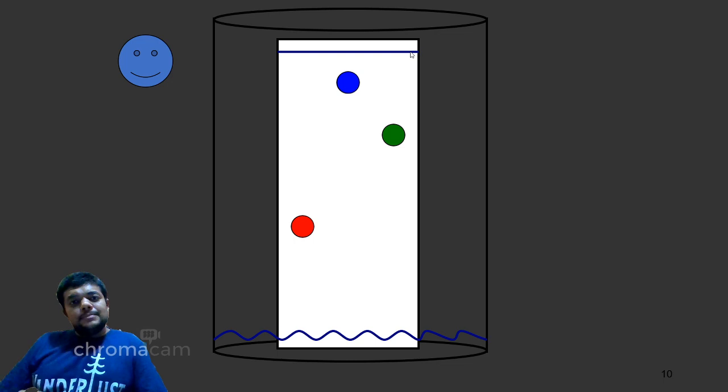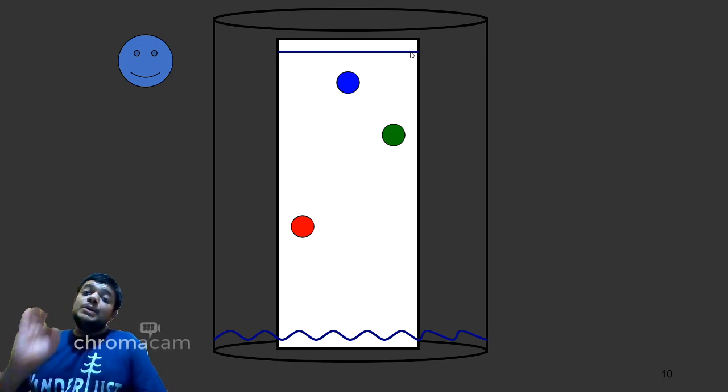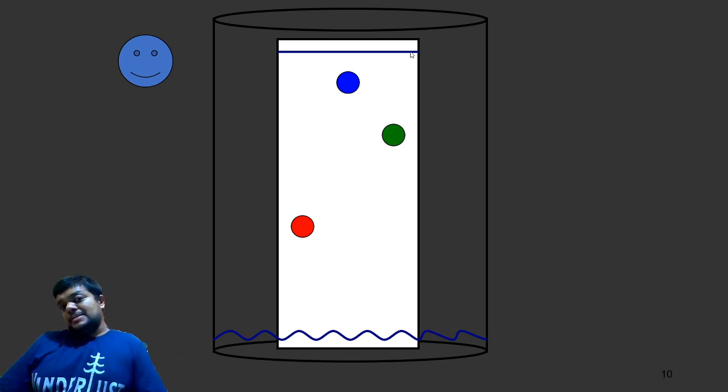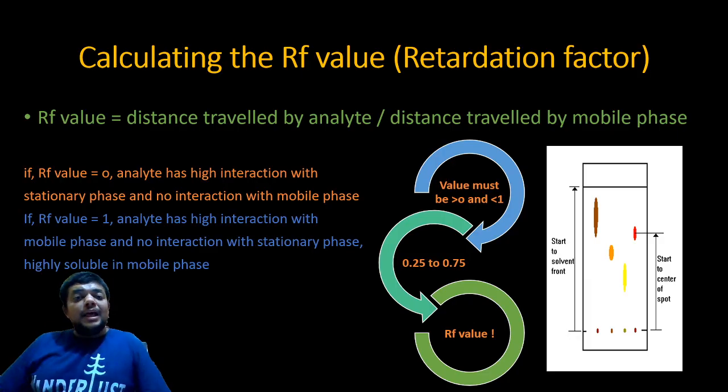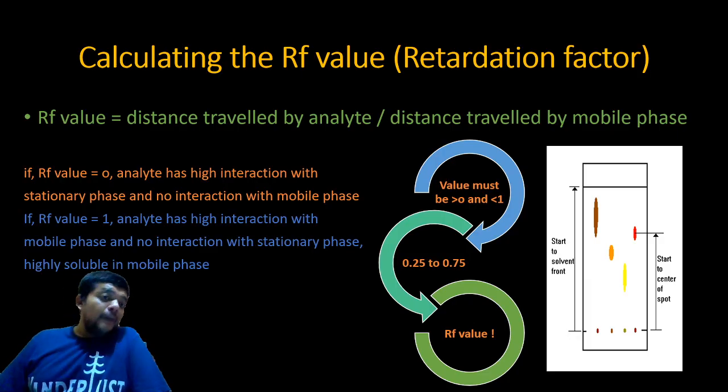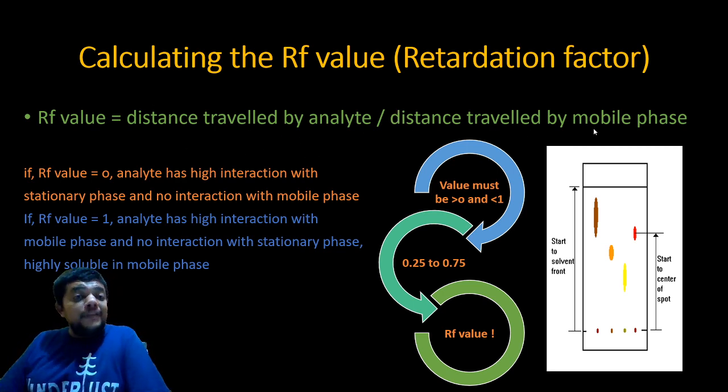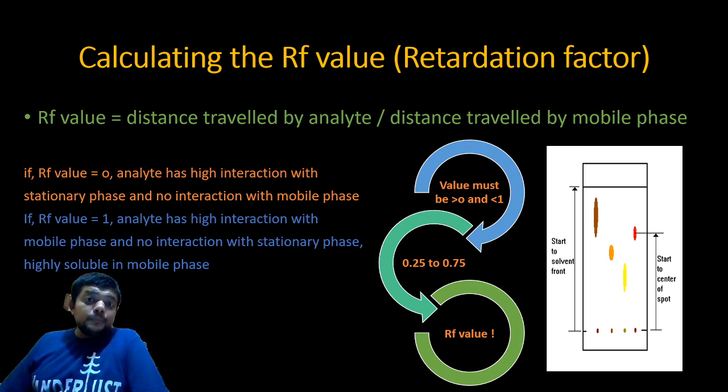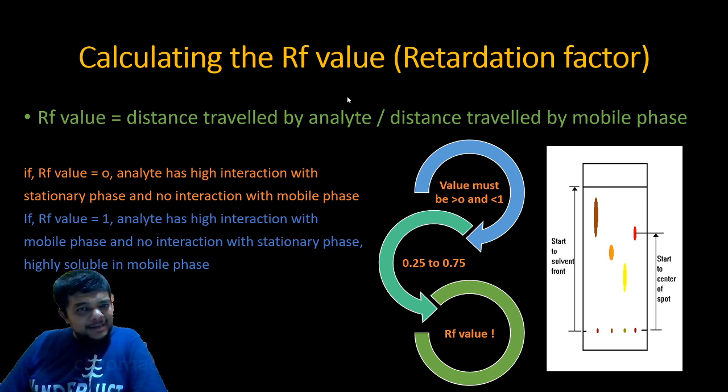Yes, sometimes the sample travels equally to the mobile phase, but not more than the mobile phase. How will this concept help each of us? It will help over here in the retardation factor. See how. RF value is the distance traveled by sample or analyte divided by distance traveled by mobile phase. Now, RF value can never be greater than 1. Why? Because the distance traveled by analyte can be maximum equal to the distance traveled by mobile phase.